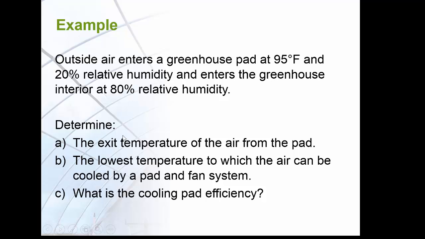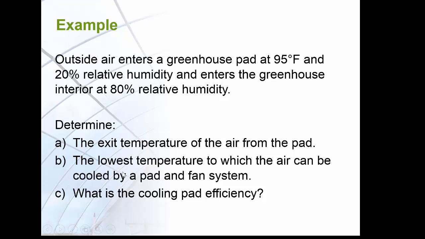The question is asking us to determine the exit temperature of the air from the pad. That means the dry bulb temperature right after the air passes through the wet pad into the greenhouse space. Again, the question is, what would be the lowest temperature to which the air can be cooled by a pad and fan system? This is the minimum temperature we can achieve, assuming that we have a 100% efficient evaporative cooling system or pad system.